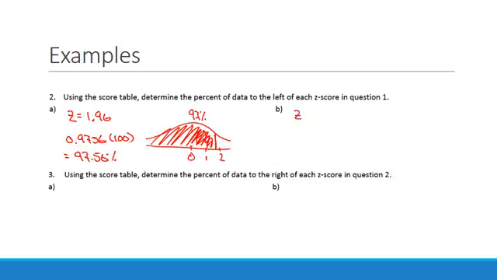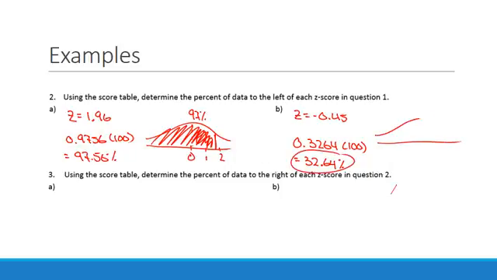B, our z-score was negative 0.45. So you want to look at the negative 0.4 row and where it meets with the 0.05 column. And you end up getting 0.3264. And again, times that by 100 to convert. And I mean, you can go directly to this. You don't have to actually write out the percent, the decimal, and then times it by 100. You can just go straight to this if you want.